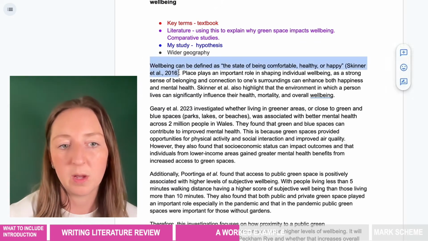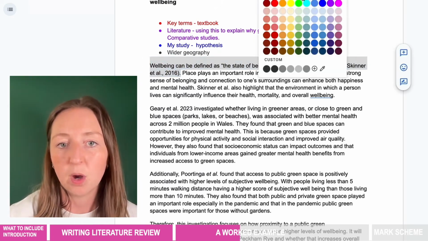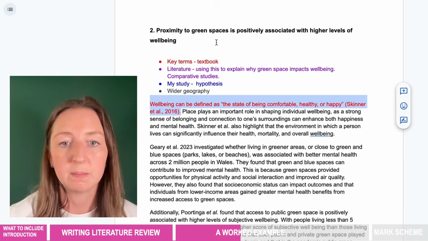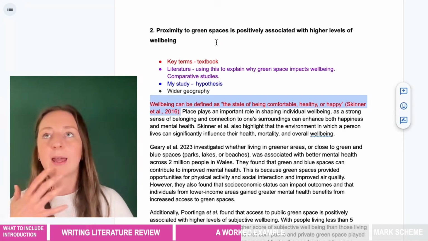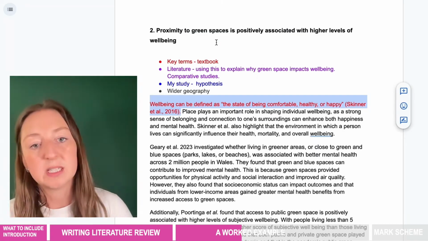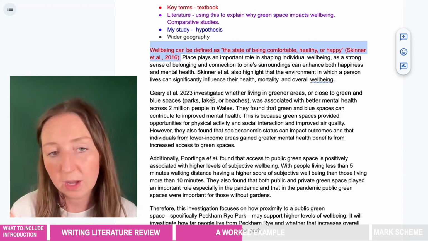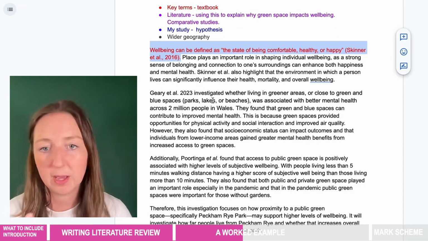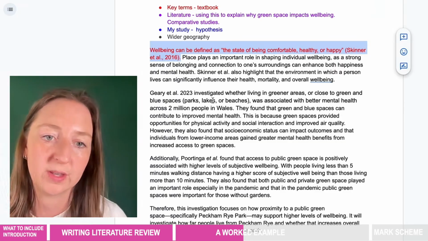So here I've defined what well-being is. And then I've said, why is it important for place? Because remember, I'm talking about well-being and how that is impacted by proximity to places or green spaces. So well-being can be defined as the state of being comfortable, healthy, or happy, Skinner et al., 2016.